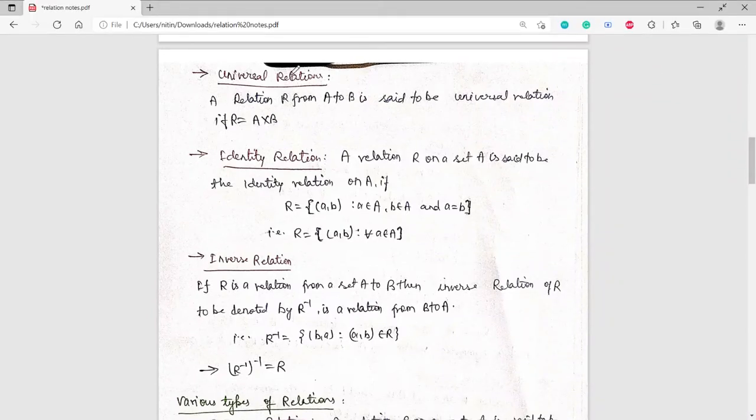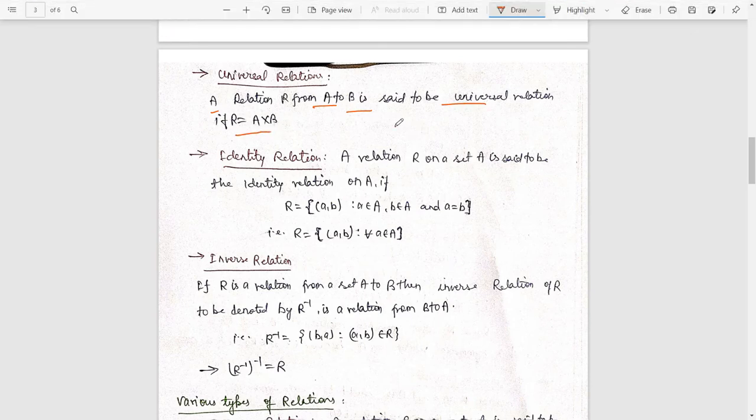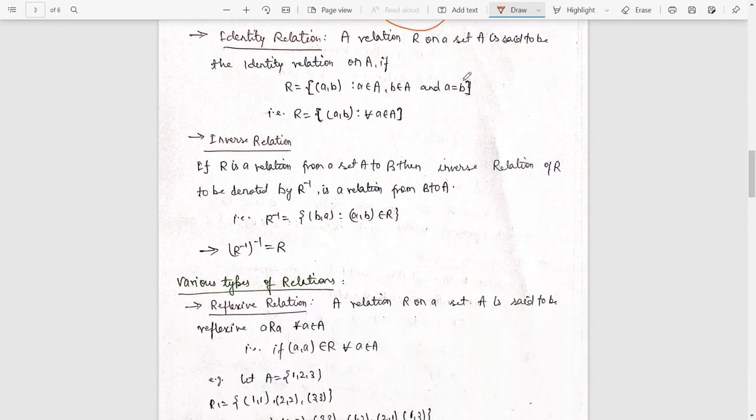Then there is something called universal relation. What is universal relation? A relation R from A to B is said to be a universal relation if R is equal to A cross B. So you define A cross B and you take the whole A cross B as your relation. In that case, it's termed the universal relation. So let's say A = {1, 2} and B = {e, f, g}. Let's say you define R to be equal to A cross B. If you take all the elements of A cross B, that will be termed a universal relation because all elements are present in A cross B. So these definitions are pretty simple.